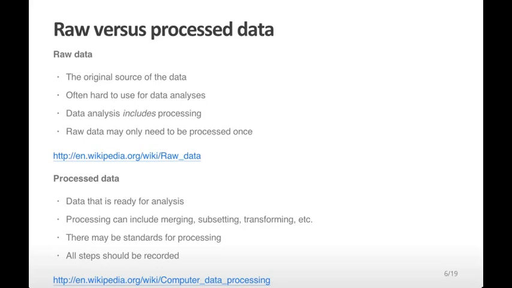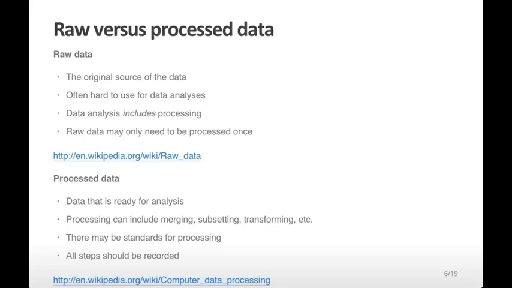The raw data may only need to be processed once, but those steps should be recorded and included in the report of the data analysis. Processed data, on the other hand, is data that is ready for analysis. Processing can include merging data sets together, taking subsets of data to make them smaller or to focus on a particular group of objects, transforming the numbers to make them on a more manageable or correct scale, or dealing with missing data or outliers.